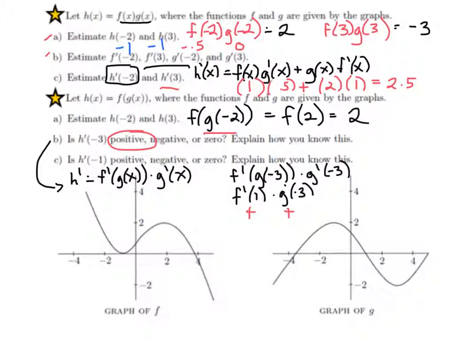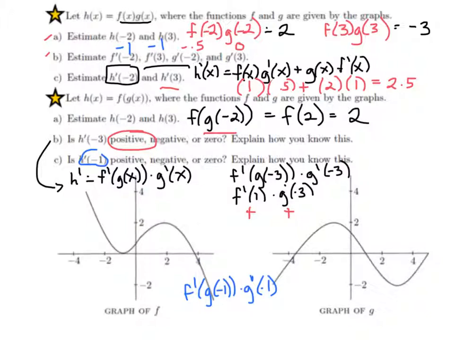The next part C says, okay, do this same thing for negative 1. Let me write that down here. We've got f prime of g of negative 1 multiplied by g prime of negative 1. Remember, it's just the chain rule.